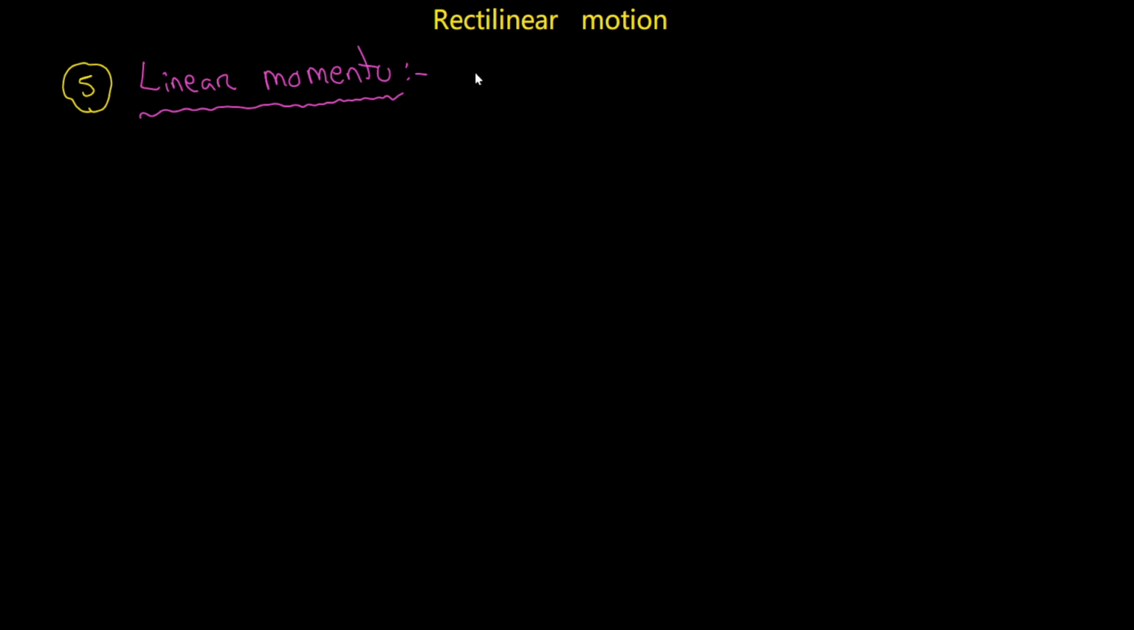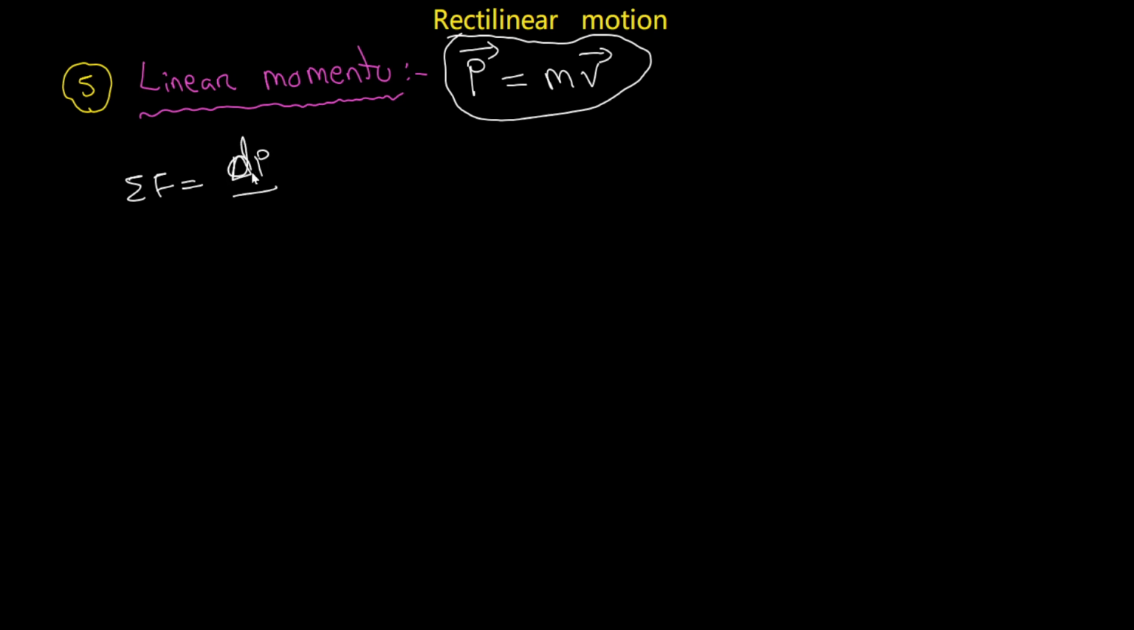It is represented as the p vector. Linear momentum is nothing but mass into velocity vector. This is the definition: mass into velocity is known as momentum. The rate of change of momentum is known as external force by Newton's second law. We have already discussed this. If I write over here, the net external force is nothing but the rate of change of momentum with respect to time, so dp by dt in a particular direction.